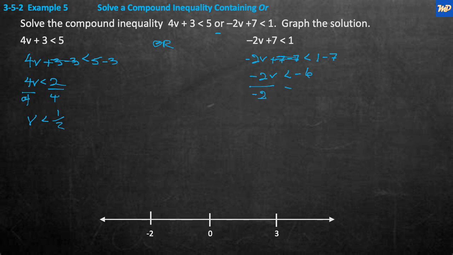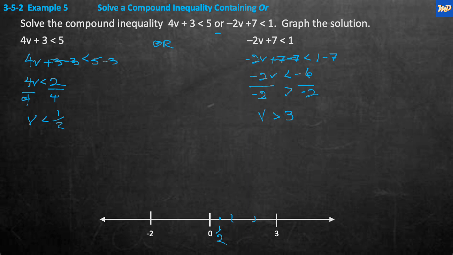And when we do that, the inequality flips, right? So divided by negative 2, v is now greater than 3. Excuse me, I said 1/2, it's 3. Okay, so now they want us to graph it. We have 1/2. If here's 3, here's 1, here's 2, here's a half. So here's 1/2. And the other one is 3 right here.